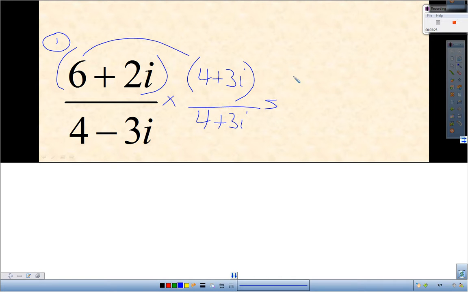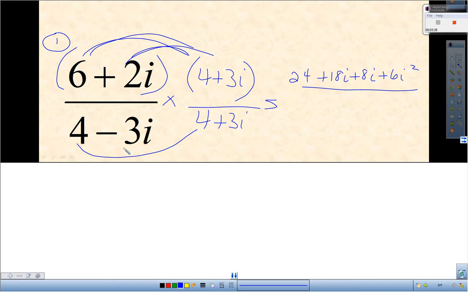So 6 times 4, 24. 6 times 3i, 18i. 2i times 4, 8i. 2i times 3i, 6i squared. In the denominator, though, they are conjugates, so I just have to do first and last, so that would be 16 minus 9i squared. I'm going to look for any like terms.